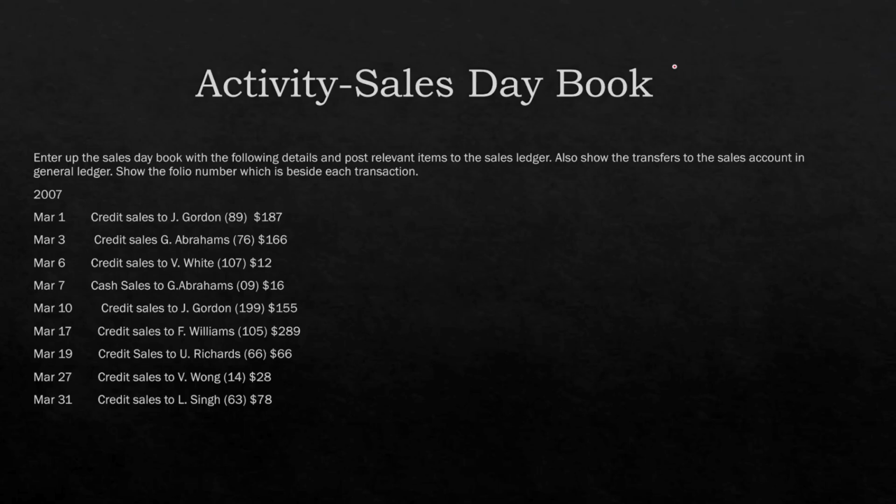So let's look at the question. It says enter up the sales table with the following details and post relevant items to the sales ledger. Also show the transfers to the sales account in the general ledger and show the folio number which is beside each transaction. And they gave us a list of transactions. So I'm going to be showing you how to work that out.